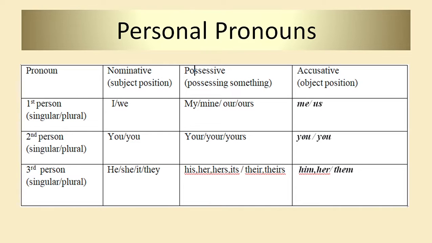There can be possessive pronouns which we use to show someone possessing something, like my, mine, our, ours in first person, your, yours in the second person, his, her, hers, its, their, theirs in the third person. We can also use these personal pronouns in the object position, like me, us, first person, you in second person, him, her, them in the third person.